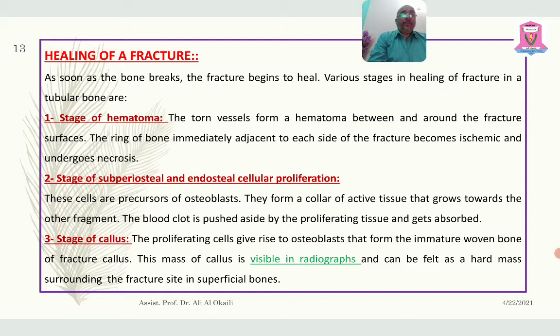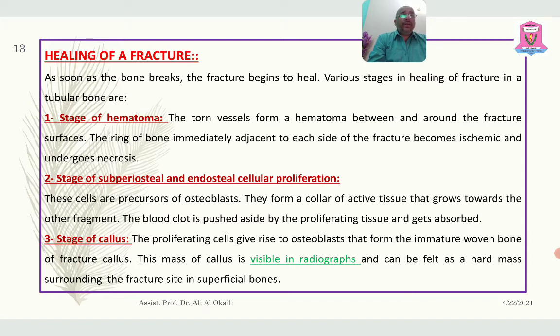Healing of fracture. As soon as the bone breaks, the fracture begins to heal. Various stages in healing of fracture in a tubular bone, in long bones. The first stage is similar to wound healing, the stage of hematoma. The torn vessels form a hematoma between and around the fractured surfaces, and the ring of bone immediately adjacent to each side of the fracture becomes ischemic and undergoes necrosis.